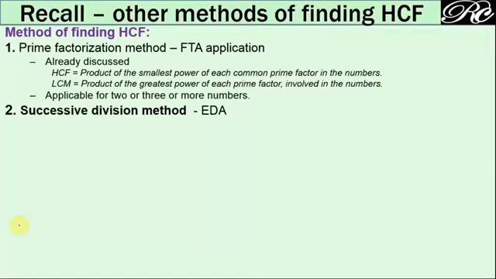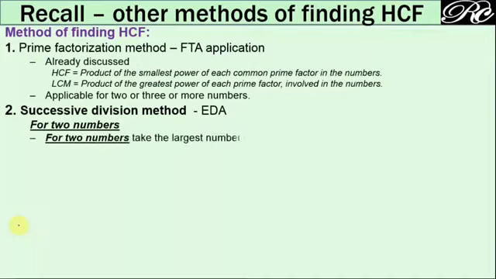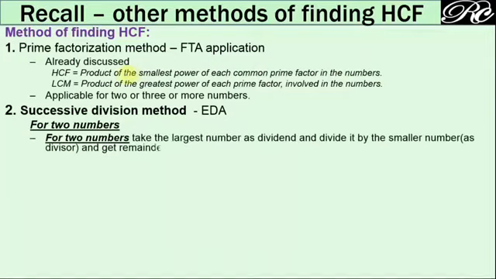Today we are going to learn another method of finding HCF called the successive division method or long division method. This method is applicable for two numbers as well as for more than two numbers. So first we will see how it is applicable for two numbers, then how it is applied for three or more numbers. So for two numbers, for finding the HCF by the successive division method, we first divide the bigger number by the smaller number, then we find the remainder there.